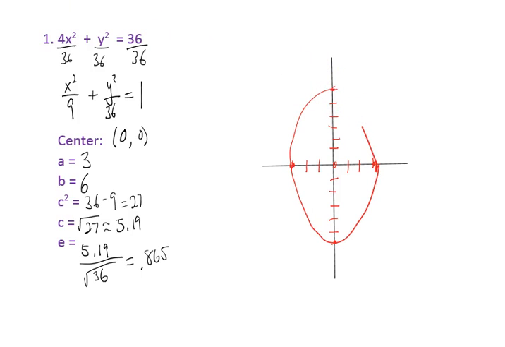Struggling a little bit there. These aren't the easiest things to draw, but we'll get the point.